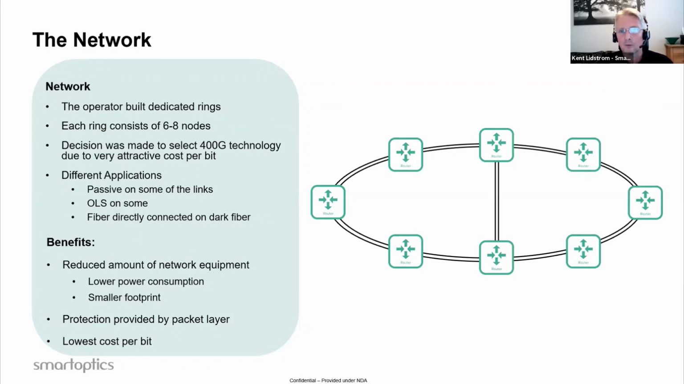They went with the 400 gig technology because of the cost and performance. And it's an interesting customer because they use it in many different application modes. They use it on passive networks. They use it with an open line system. And last but not least, they use it with the optics connected directly with dark fiber. And of course, this will provide them with a cost-efficient solution with low power and low footprint.